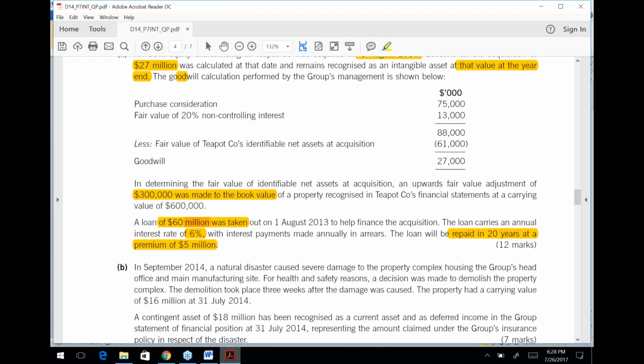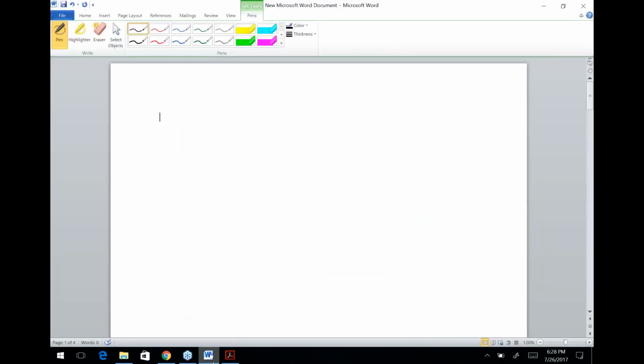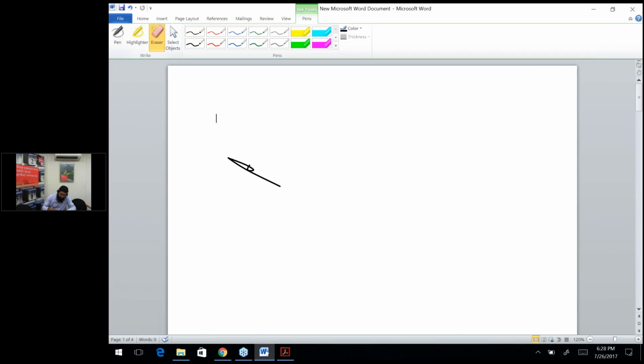Okay, then what has happened is you have obtained a loan of 60 million on 1st August 2013 to help finance the acquisition. The loan carries an annual interest rate of 6% with interest payments made annually in arrears. The loan will be repaid in 20 years at a premium of 5 million. If this loan is repayable at premium, then what does this indicate?